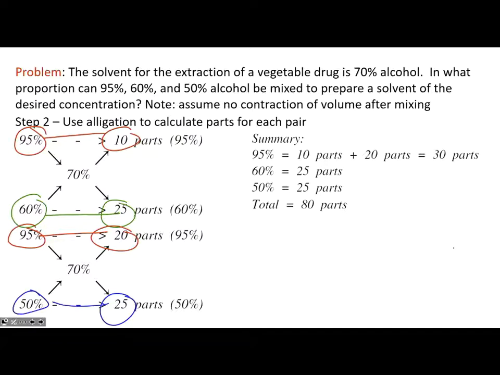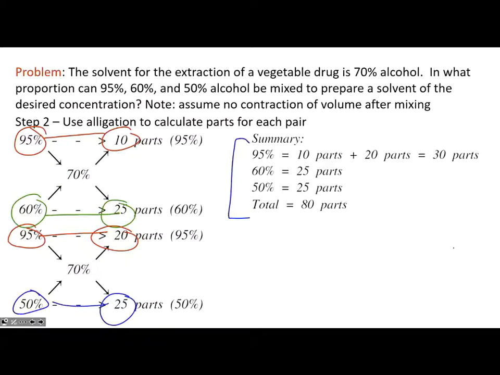How many times do we use the 60%? Just once in one of the allegations. So the total parts for it was 25. How often did we use the 50%? Just once, and its total parts were 25. So and therefore, if we add up all of the parts from the 95 and the 60 and the 50, you take 30 plus 25 plus 25, that gives us a total of 80 parts. So this essentially is our recipe right here of how to make this.